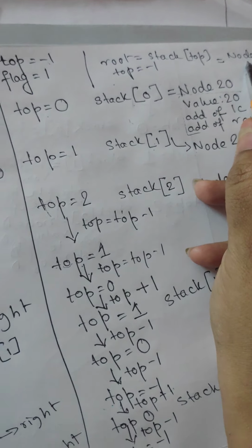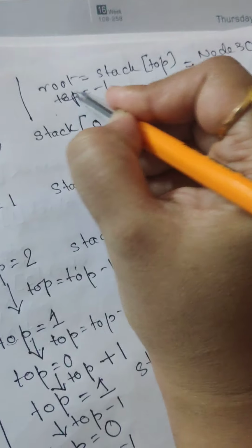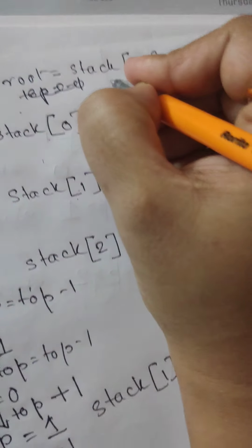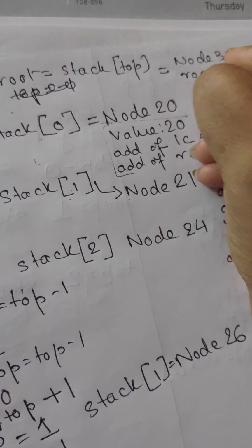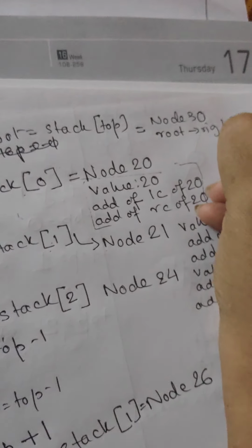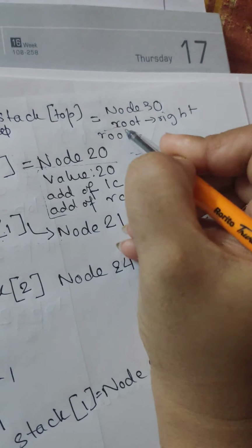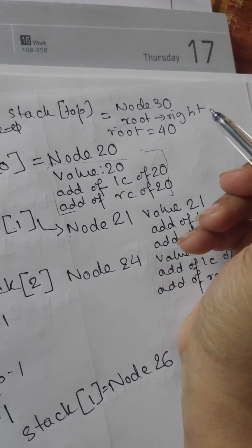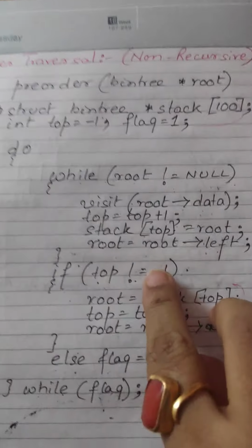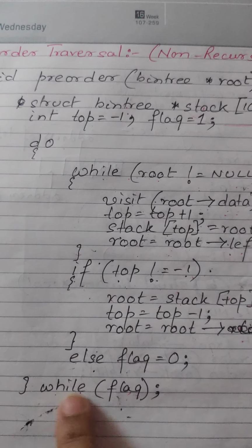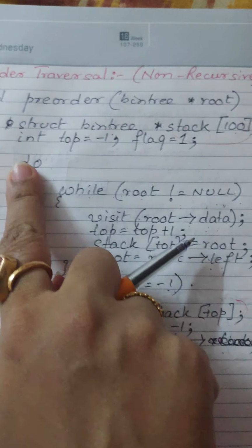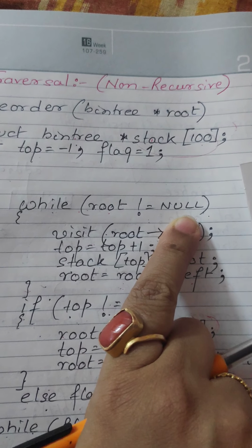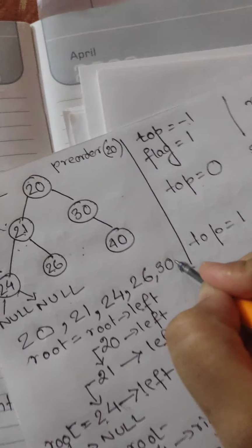Currently your root is node 30 and root right is 40. So when you access root right, your root becomes node 40. Clear? Now this if is done. Again, while flag value is 1, you go back. 40 not equal to null is true, so you visit the value of 40. The value of 40 is printed.